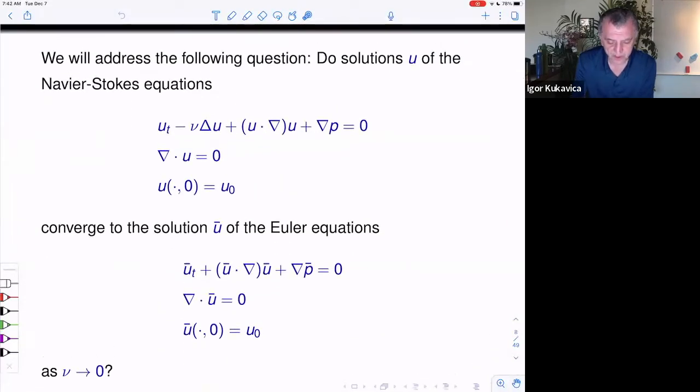So the basic question of the inviscid limit is, do solutions u of the Navier-Stokes equations converge toward the solution of the Euler equations as the viscosity term goes to 0? So as viscosity goes to 0, this term is formally disappearing. So we may expect perhaps that solutions maybe converge on some time interval in some norms.